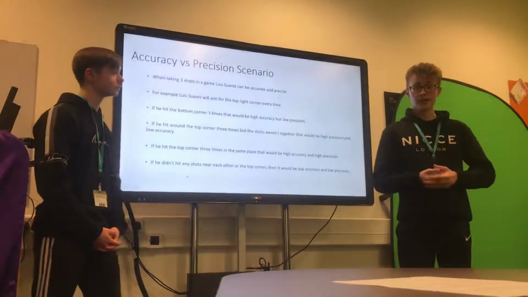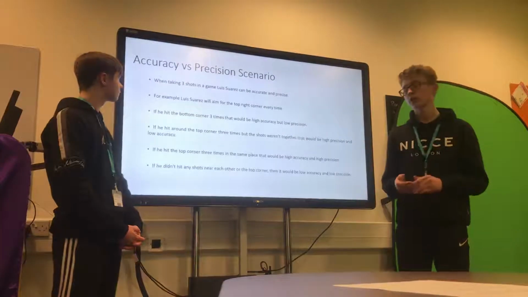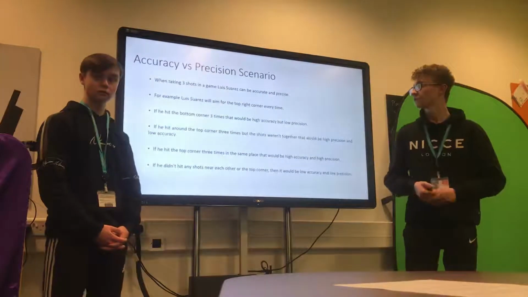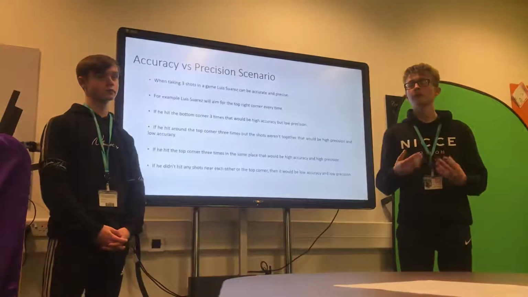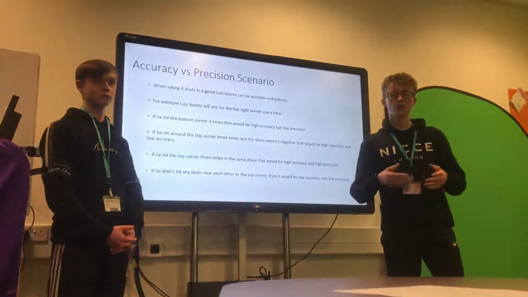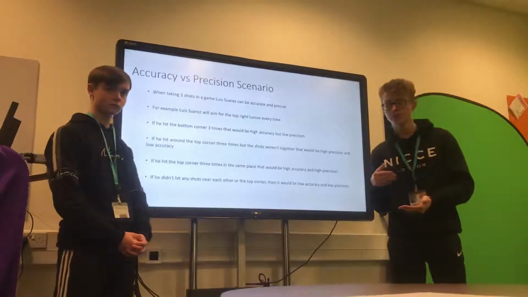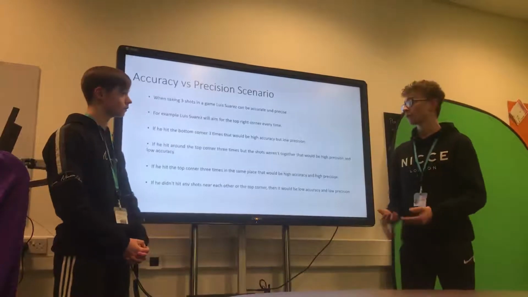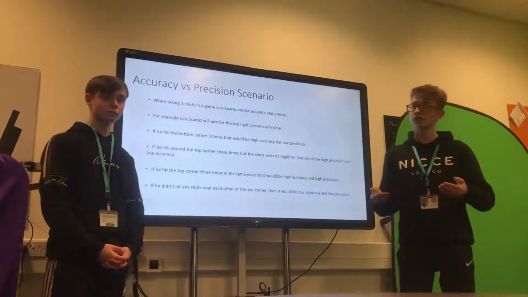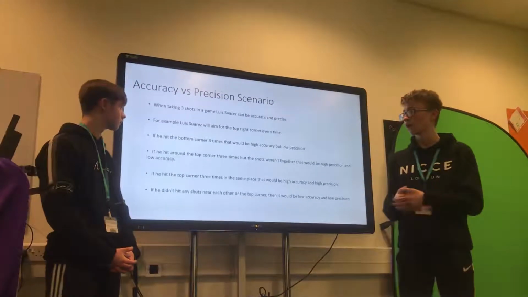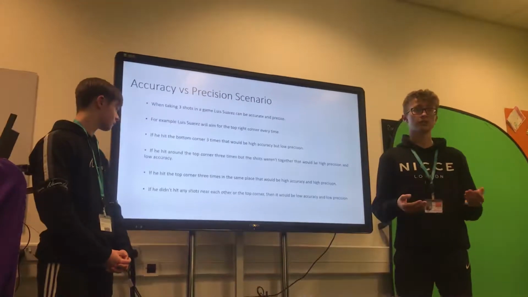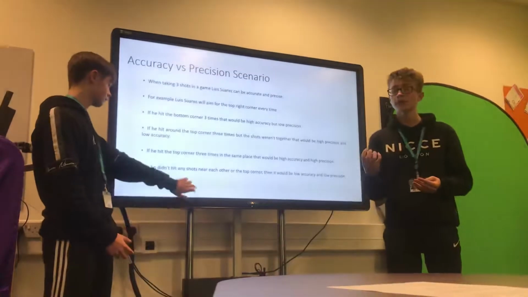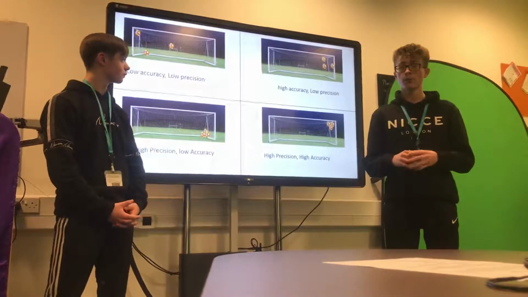So, a scenario for accuracy versus precision, we're going to take Luis Suarez in a football game. He's a striker who plays for Barcelona, and he takes many shots in a game. So he could go into a game situation thinking, I want to score in the top right corner. And if he takes 3 shots for the top right corner, and he hit the bottom corner 3 times, that would be high precision but low accuracy. This is because he has hit the same place 3 times, which makes it precise, but it's not accurate.